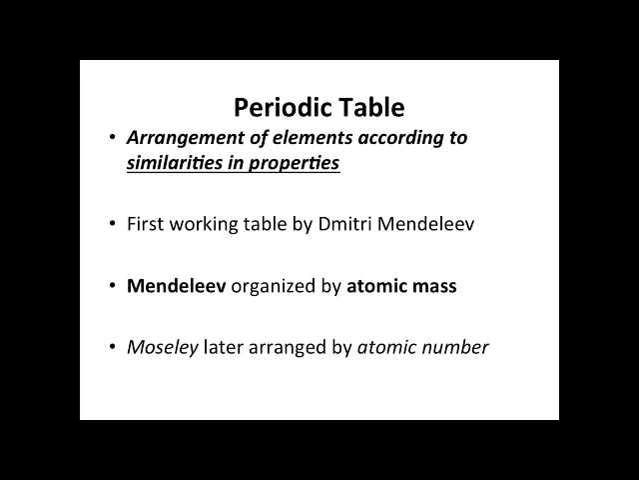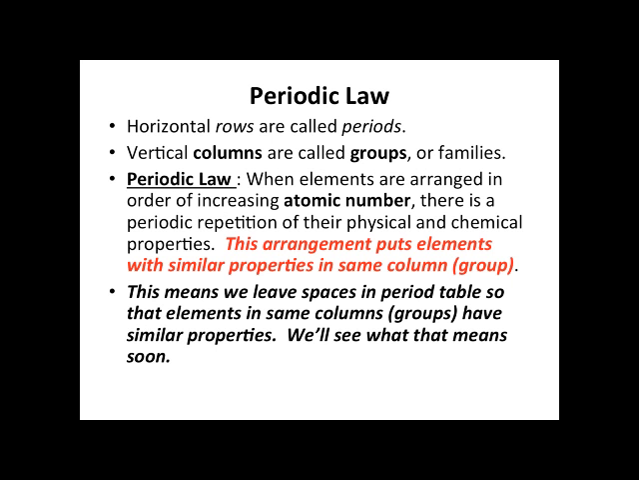Later, Henry Moseley came along and he organized this a little bit differently by atomic number. And although they are fairly close in structure, there are a few changes on a couple elements. And we'll talk a little bit later about how those are organized. So one thing they wanted to do, though, was apply this periodic law. So when we look at the periodic table, we have these horizontal rows that we're going to call periods. And then there are vertical columns that are called groups.